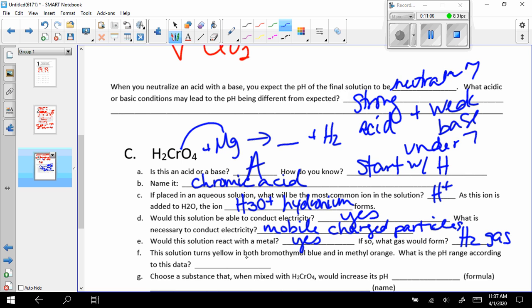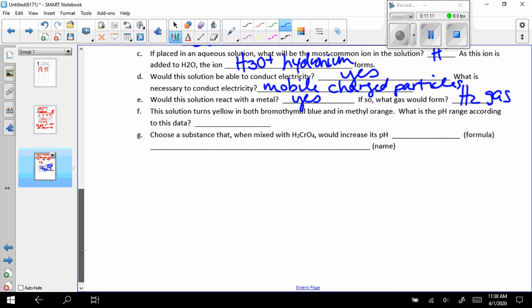This solution turns yellow in bromothymol blue and in methyl orange. What's the pH range according to this data? Okay, so I'm going to go down here and I'm going to go look up table M. And on table M, if it is yellow in bromothymol blue, if it's yellow, it's 7.6 or higher. And it's yellow in methyl orange.